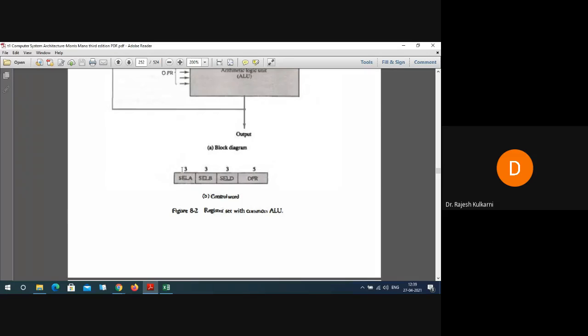Okay. For selecting multiplexer A, how many bits? 3. Selecting multiplexer B, 3. Selecting decoder D, 3. So these are the bits. 3 bits plus 3 bits plus 3 bits plus 5 bits. So total how many bits am I asking? Just tell me the total.